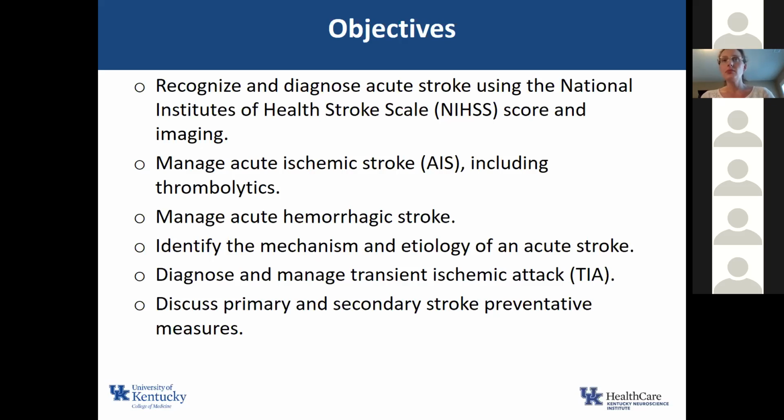And then as I go through each case, I have a case for each topic. I'll help show you how to identify the mechanism as well as the etiology of each stroke type. We're going to focus on main types, as well as diagnosing and managing TIA. And then at the end, I'll go over some primary and secondary stroke preventive measures.